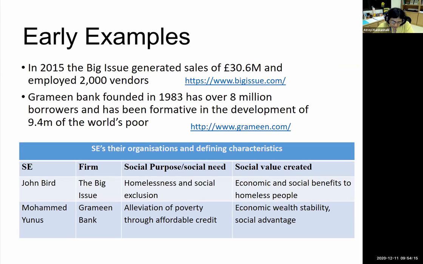Another major example was Big Issue in 1991. The idea here was to help homeless people earn a living by being vendors of street newspapers. They buy the newspapers cheap and then sell them at double the price. It started in London, but it has now spread to 4 continents. And profits are used for the homeless. So these are some of the early and inspirational examples in some sense.